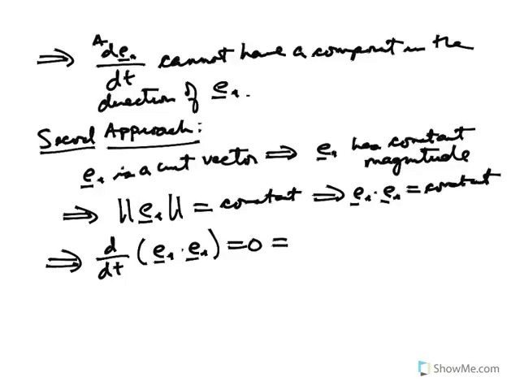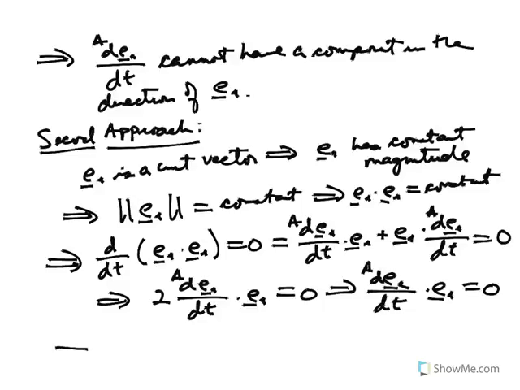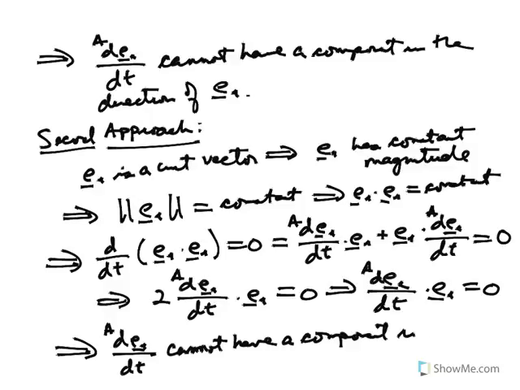But since I can arbitrarily differentiate this in any frame, that's equal to dEI dt in A dotted with EI plus EI dotted with dEI dt in A. And that's equal to 0, which tells me that 2 dEI dt in A dotted with EI is equal to 0, which tells me that dEI dt in A dotted with EI is equal to 0, which tells me that dEI dt in A cannot have a component in the direction of EI, because dEI dt in A and EI are orthogonal to one another.